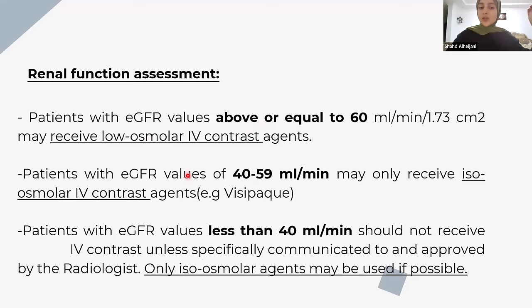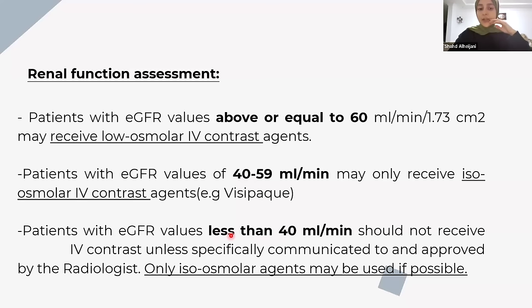Meanwhile, some patients will have EGFR between 40 and 59. In this case, the patient is not in end-stage renal kidney disease, but they're still not in the normal level. So in this case, yes, you give them IV contrast, but this time it's iso-osmolar, not low osmolar. Iso-osmolar means the osmolarity is close to the blood osmolarity. So you don't give them low osmolar, you give them iso-osmolar in this case.